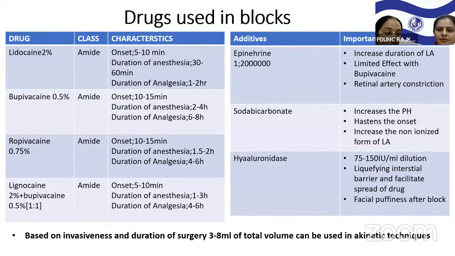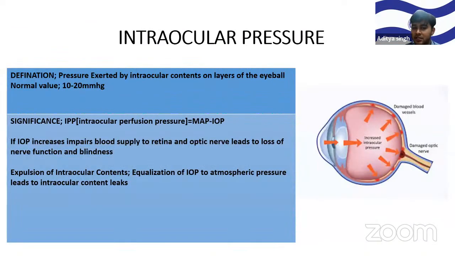Right. So we'll come to the intraocular pressure. What is the intraocular pressure and what are the factors affecting IOP? Ma'am, intraocular pressure is the pressure exerted by the intraocular contents on the layers of the eyeball. It varies between 10 to 20 mm of Hg.